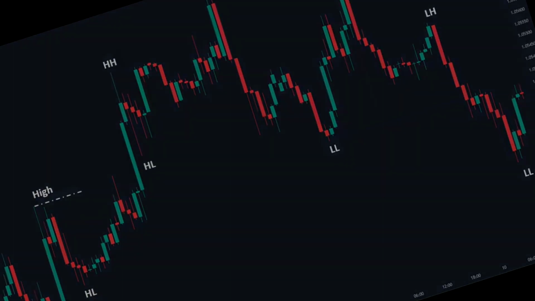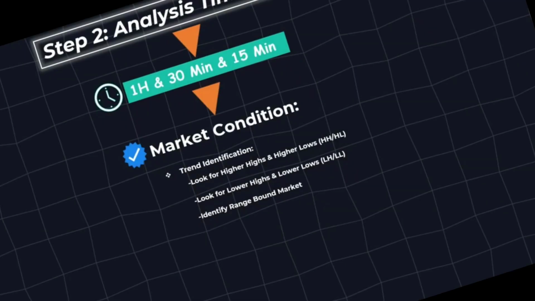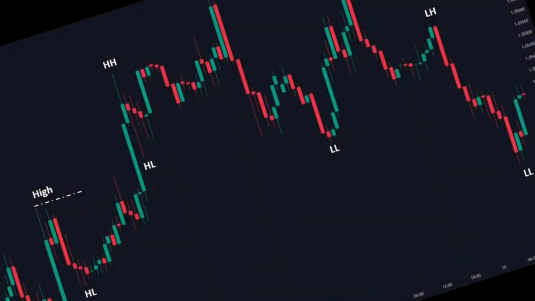Once you've identified the overall direction and major structural swing points on the chart, the next step is to mark any breaks of structure and look for market structure shifts or changes of character.